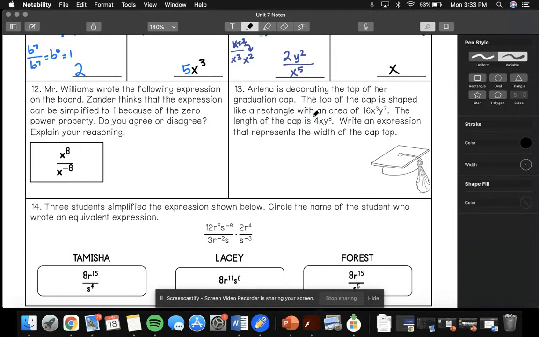Okay. Mr. Williams wrote the following expression on the board. Xander thinks the expression can be simplified to 1 because of the zero power property. Do you agree or disagree? Explain your reasoning.